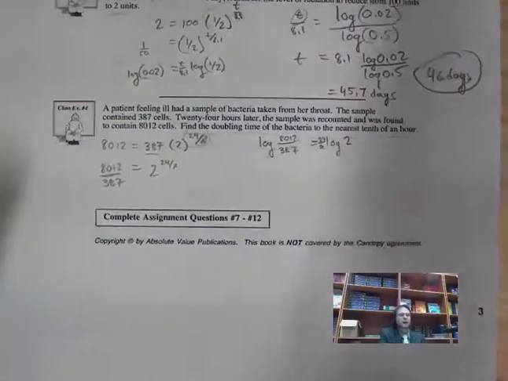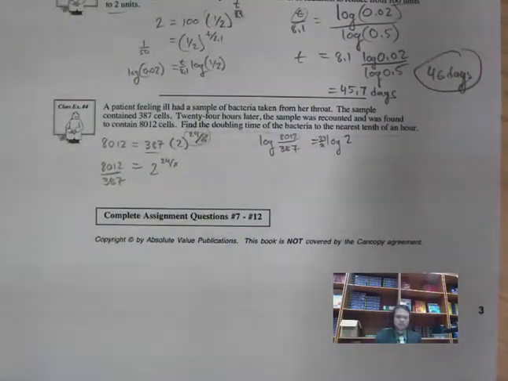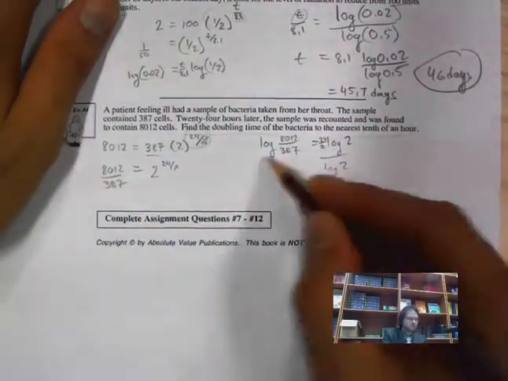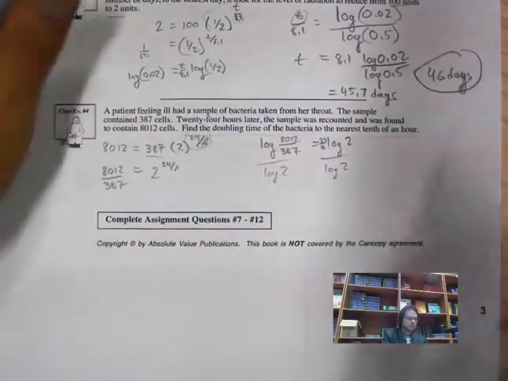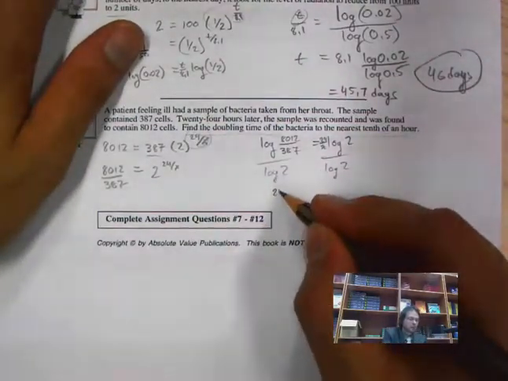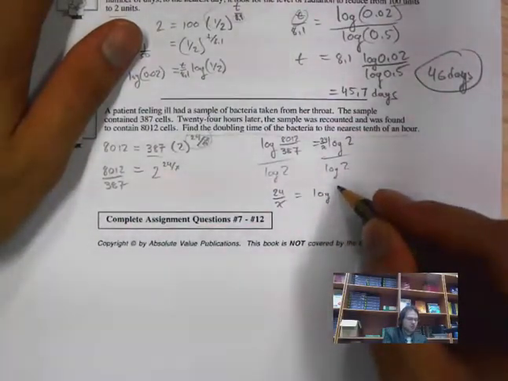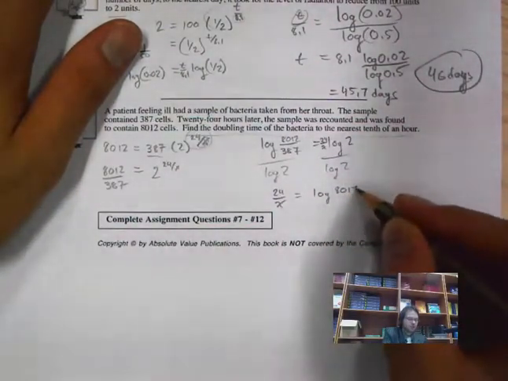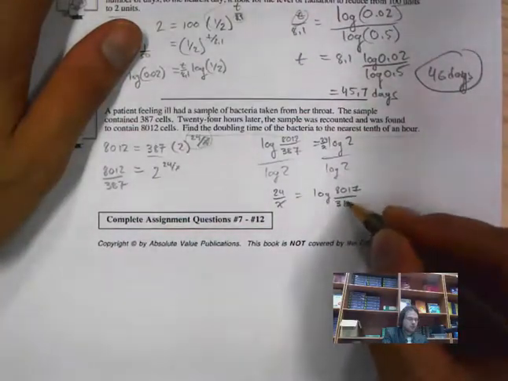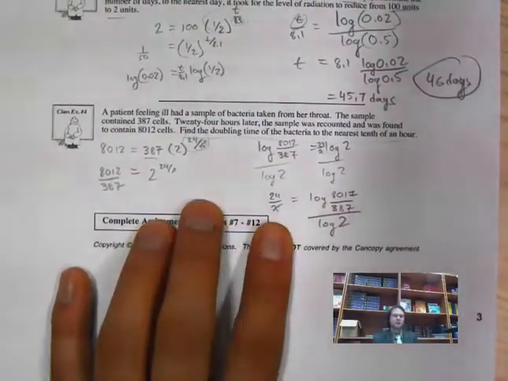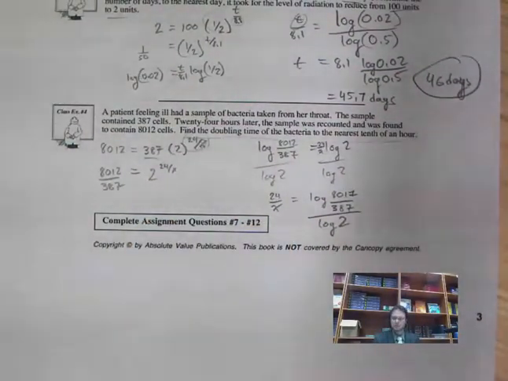Okay? So now, what are we going to do? Well, let's divide both sides by log 2. So now we end up getting 24 over x is equal to log of this big number, 8,012 over 387, divided by log 2. But here my x is on the bottom, isn't it? It is on the bottom. So I'm going to have to flip that.